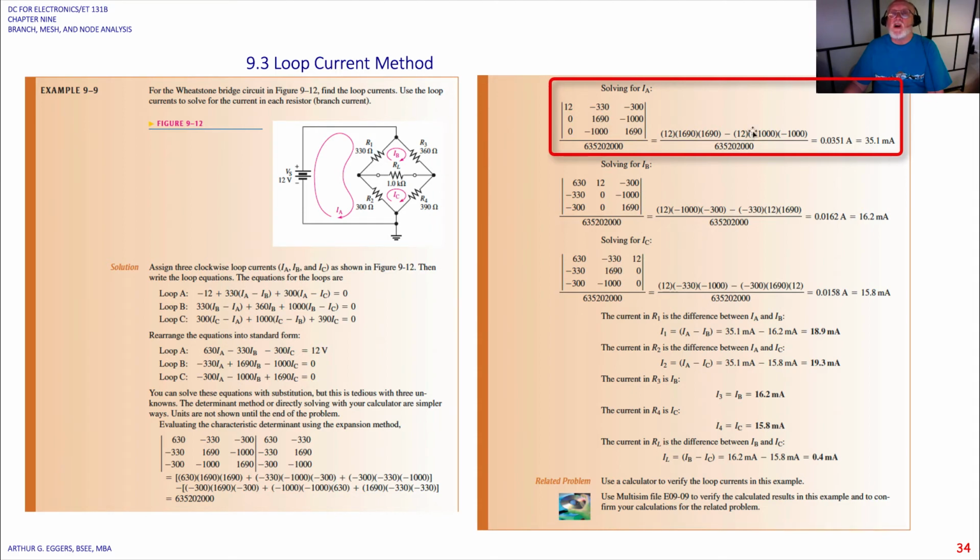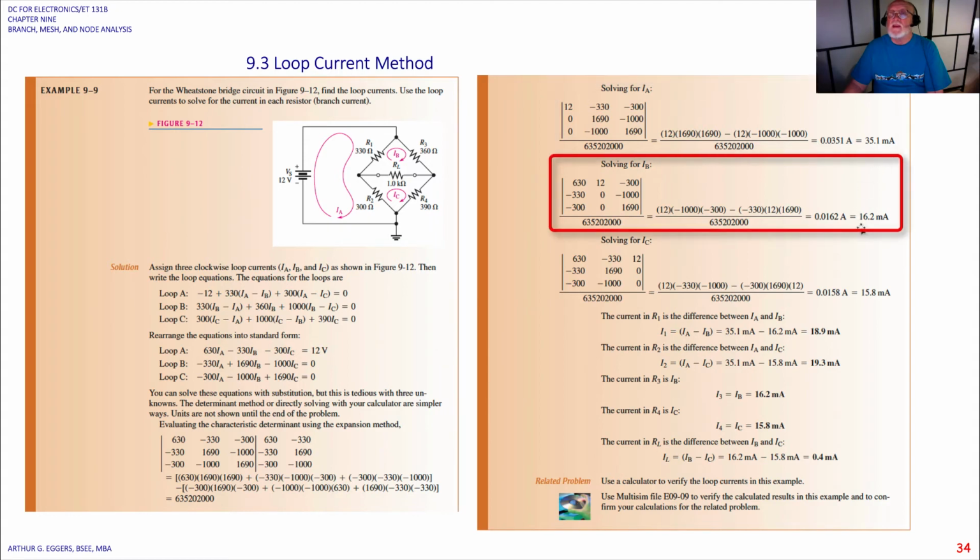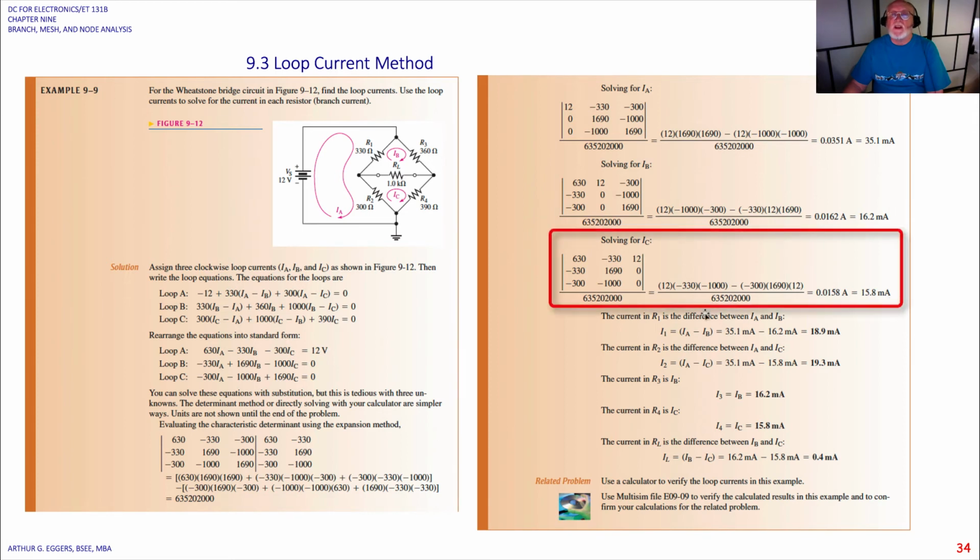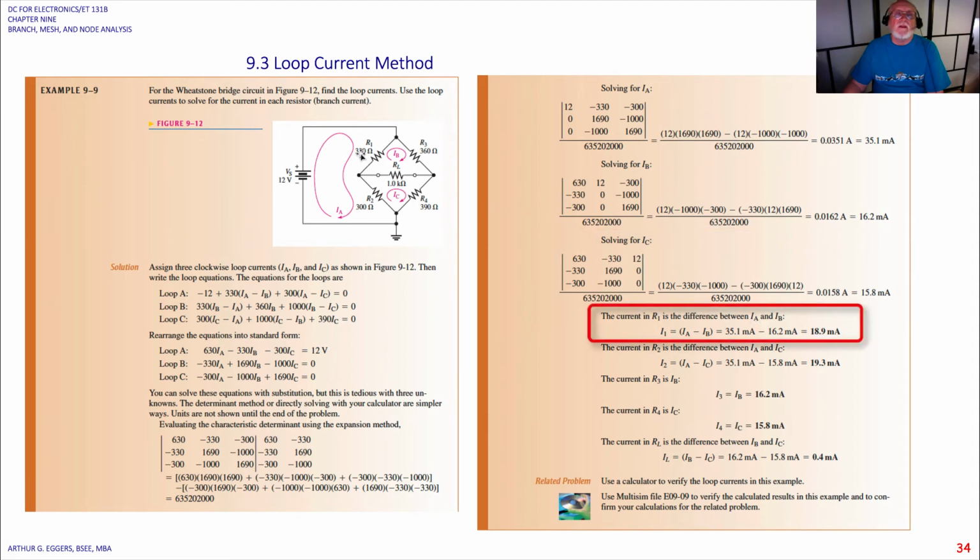So in solving them out, we end up with 35.1 milliamps for A, 62.2 milliamps for B, 15.8 milliamps for C. So the current in 1 is the difference between A and B, okay? So R1 is this 330 ohm resistor. So we take the difference in those two currents, A and B, and we get 18.9 milliamps.